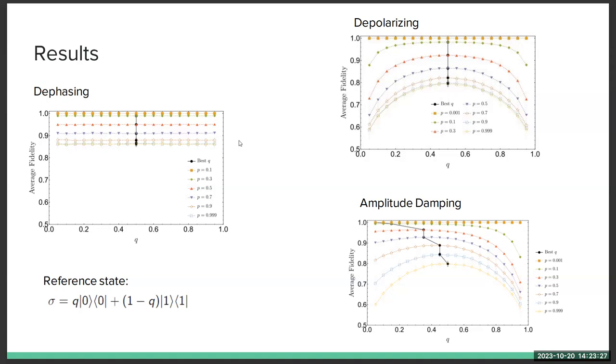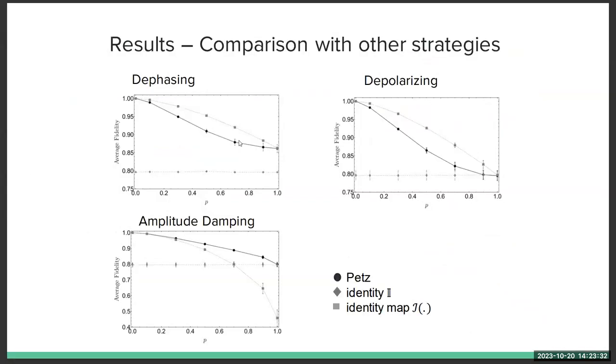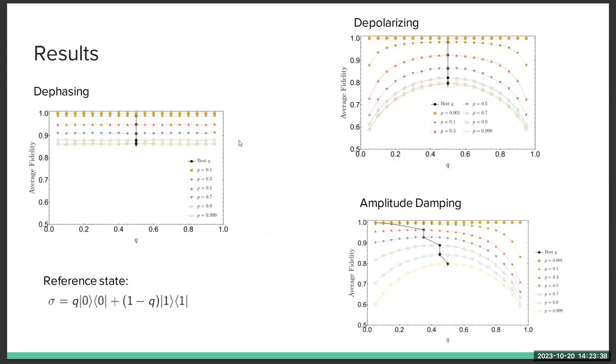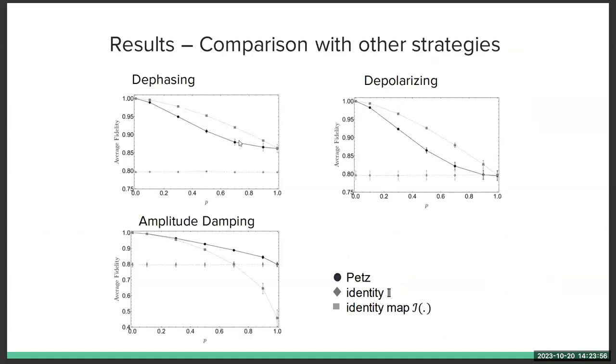Okay, so we fix the reference state. As you saw, the average fidelities are not equal to 0.9, and in this case I'm not going above 0.8. I thought, well, this doesn't seem so bad, but how good or how bad is this? You have to compare it with some other strategy. And since we didn't have a recovery strategy as clear as the Petz, we thought, let's compare with two kind of stupid strategies.